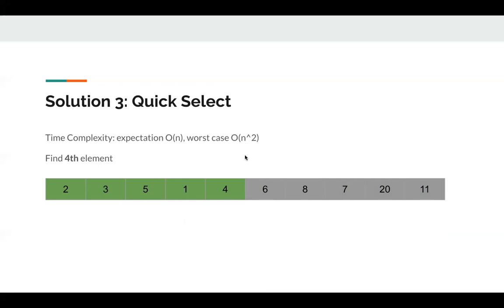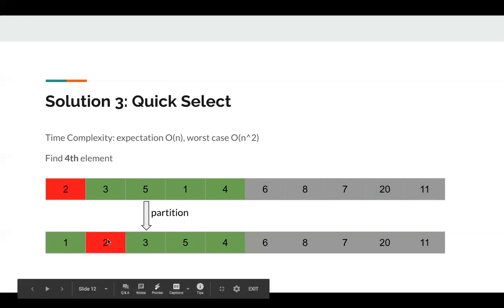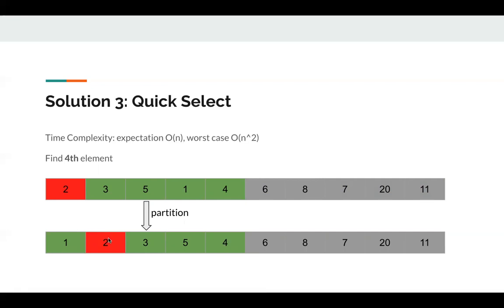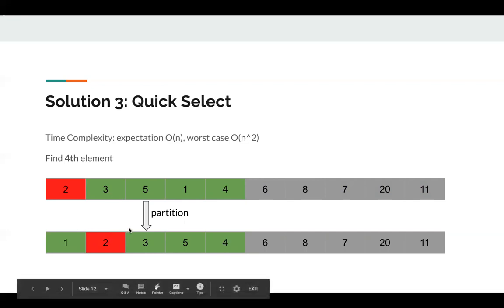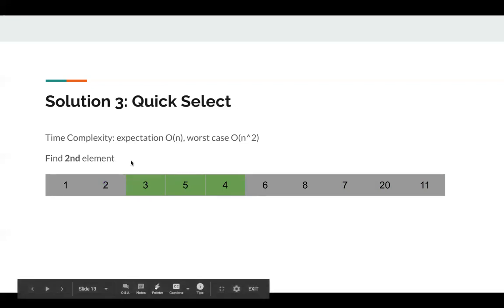Okay, now we run our algorithm again. We do the partition. Then we know there is one element before the pivot and one element is the pivot, so the element we want will be in the right part. So the subproblem becomes finding the second smallest element in this green subarray.